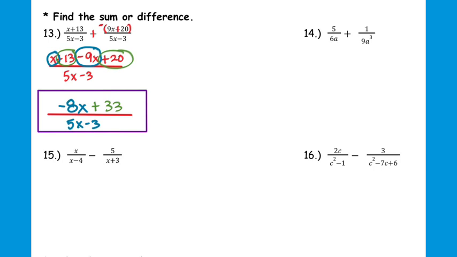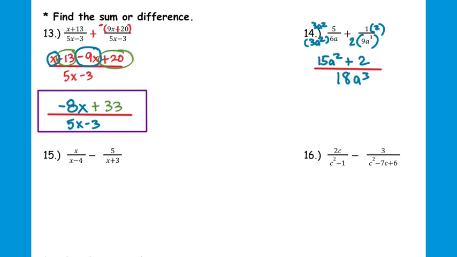For 14, I have to get a common denominator first, which is going to be 18a to the 3rd power. So the first is missing a 3a squared, and the second is missing a 2. So I multiply that to the top values, the numerators, and see if I can combine any like terms. So I end up with 15a squared plus 2 all over 18a to the 3rd.